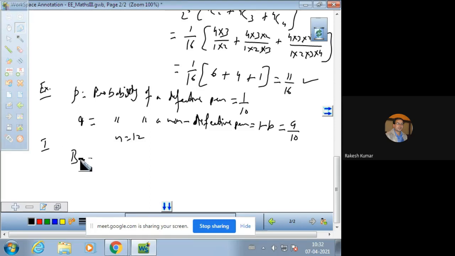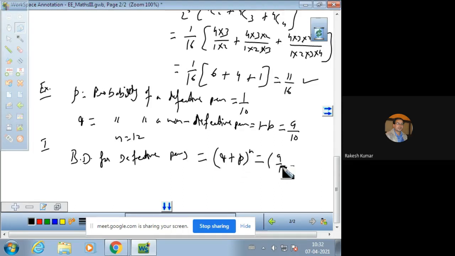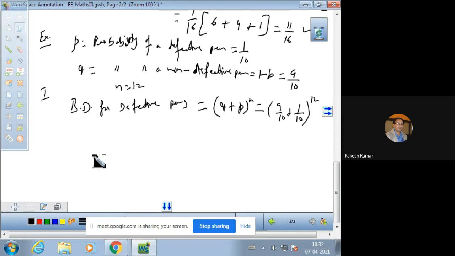And the binomial distribution for defective pens is q plus p raised to power n. That is 9 by 10 plus 1 by 10 raised to power 12. This is the probability distribution for binomial. And now we have to find out the probability that exactly 2 pens will be defective.